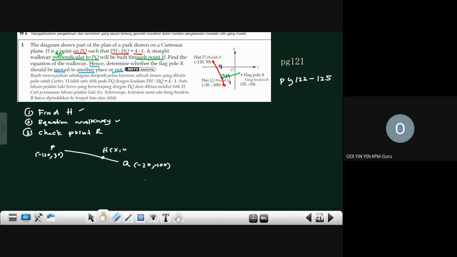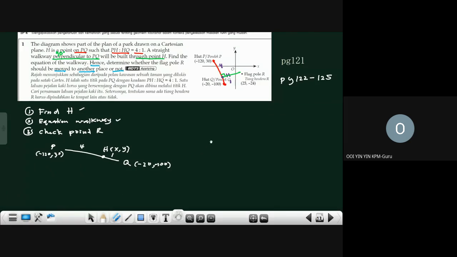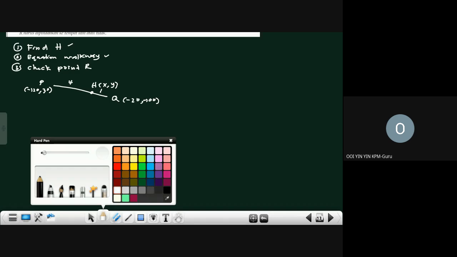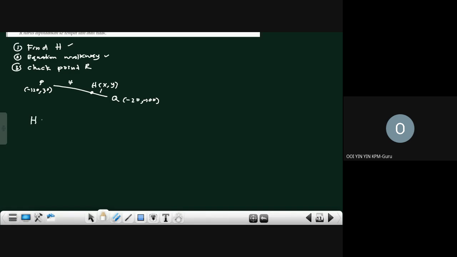So H is represented with x and y. The ratio here is 4 to 1. Remember how we find the coordinates of H? First, your formula. Assume P is (x1, y1). So x1 must be multiplied with 4 or 1? Which one? 1, right? For P, you must multiply with the ratio of the other side. So it's 1. Put in the ratio first, and then your x1, negative 120.